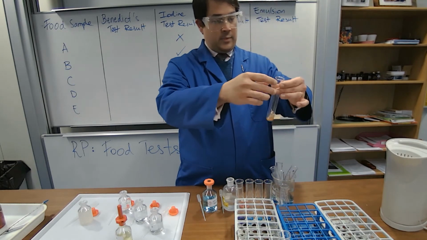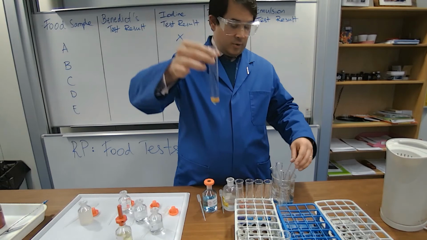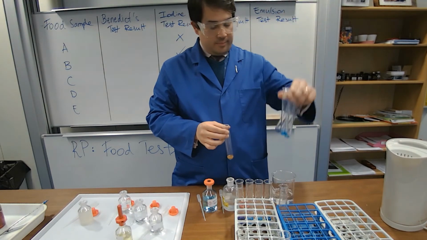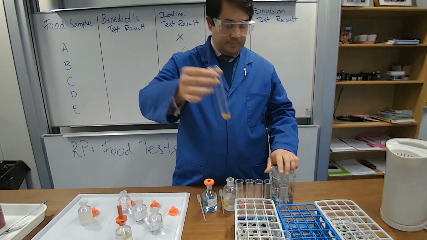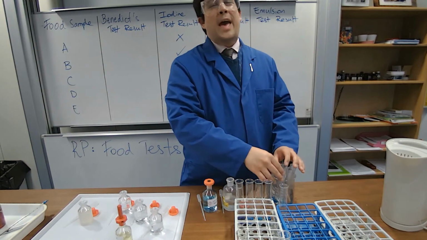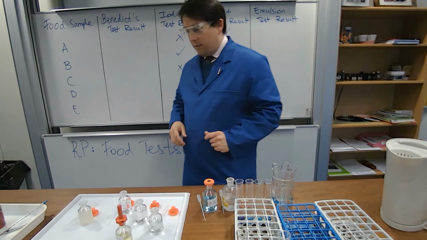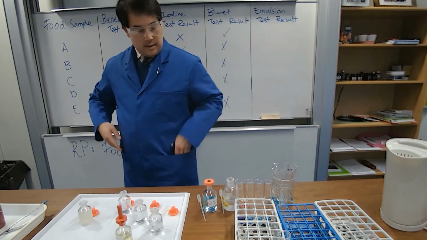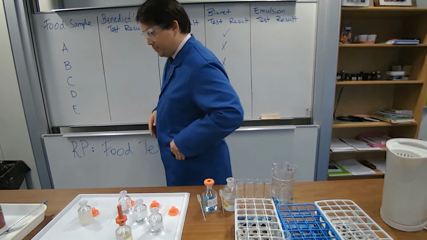solution D has turned orange. All the rest have stayed blue. So, orange or brick red, depending on the concentrations of the glucose present. So we know that D is our glucose.